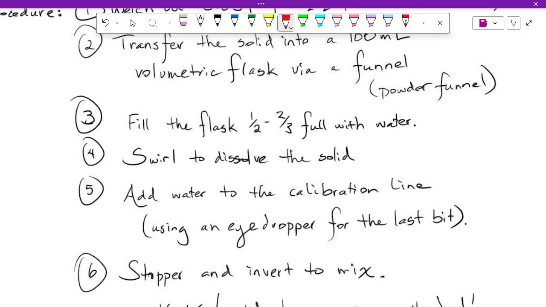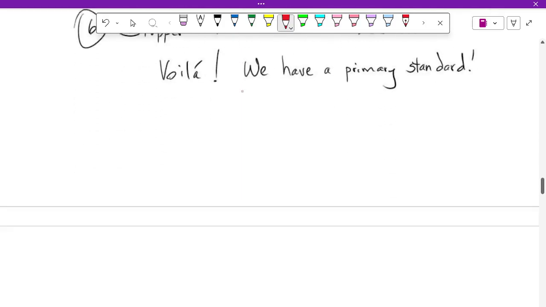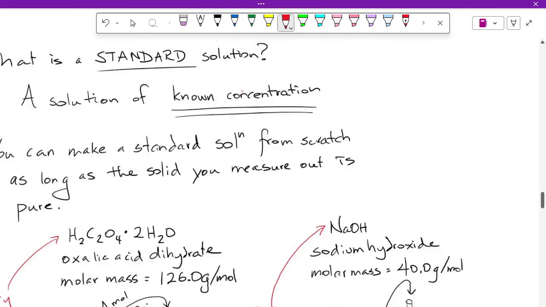If you are asked to describe this process, please do not say, I will flip it to mix it, because flipping is like this. This is flipping. And I am not doing that with my volumetric flask. If you don't like the word invert, because you don't really know what that means, just say turn it upside down to mix. Okay, turn it upside down. All right, and that is, voila, we have a primary solution, and we can then titrate our thing.